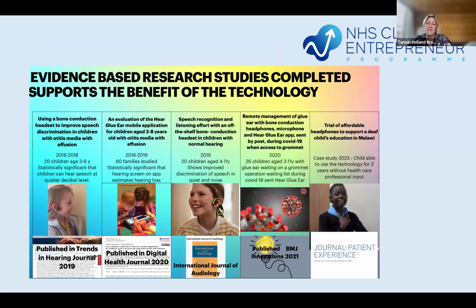So these are my main research studies. I've actually published about 20 papers now, but my main research studies were these ones, and I won't go into them in huge detail at all. The first one was just that we worked out that the bone conduction headsets work, and I only did it on 20 kids, but because it worked on every single one of them, it became statistically significant, so I didn't have to do any bigger studies than that.